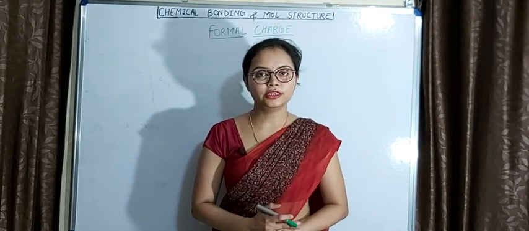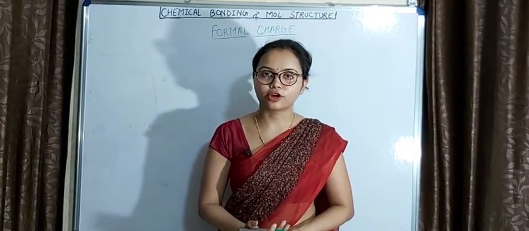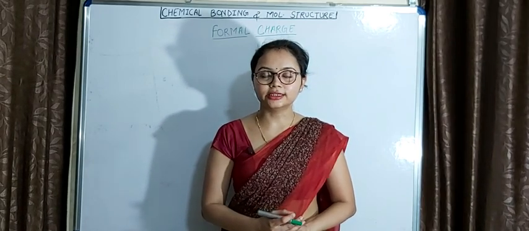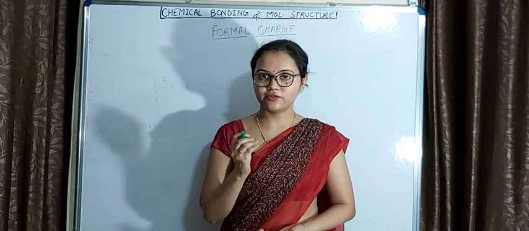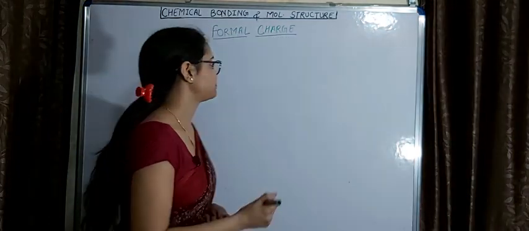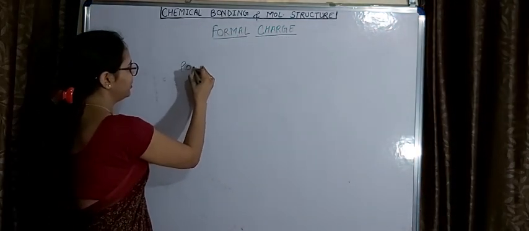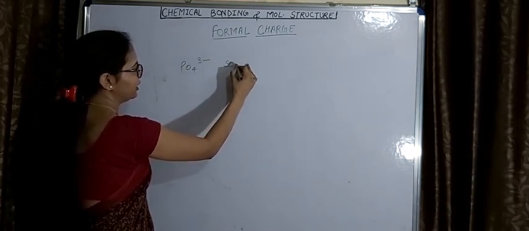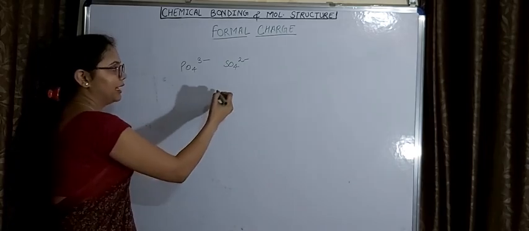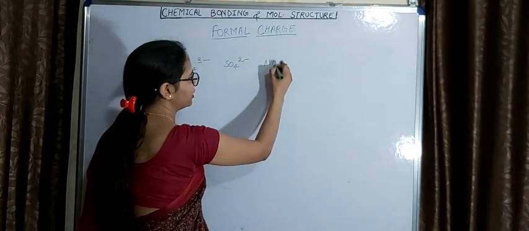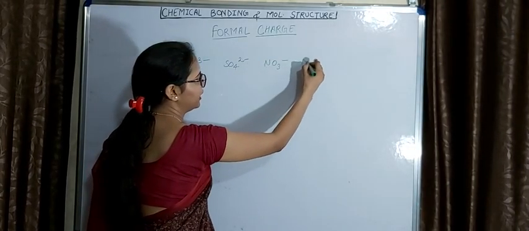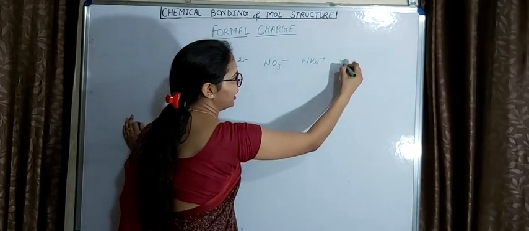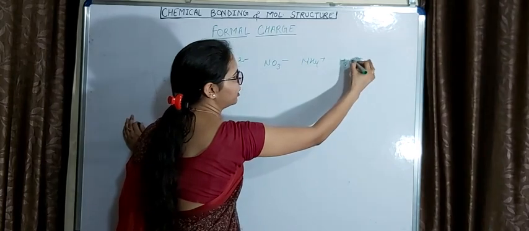Dear children, in today's video, I will tell you about the formal charge, okay? But before we start the discussion on formal charge, let's talk about some specific ions, okay? Like PO4 negative, phosphate ion, SO4 negative, sulfate ion, NO3 negative, nitrate ion, NH4 positive, ammonium ion, and H3O positive, hydronium ion.